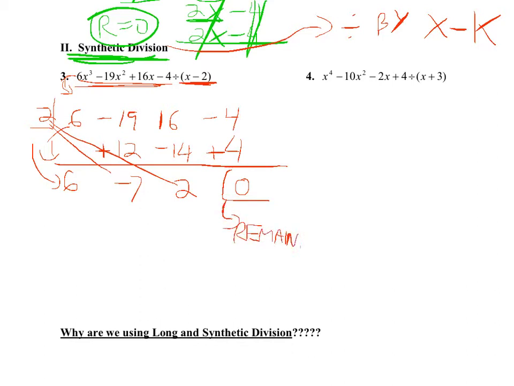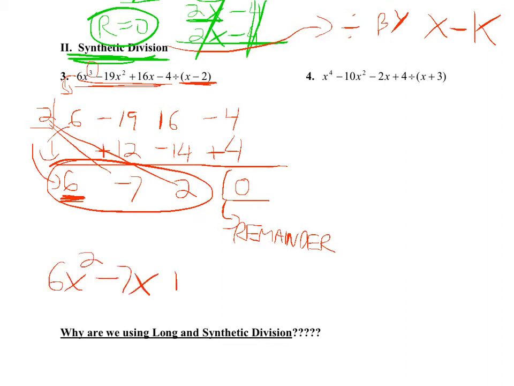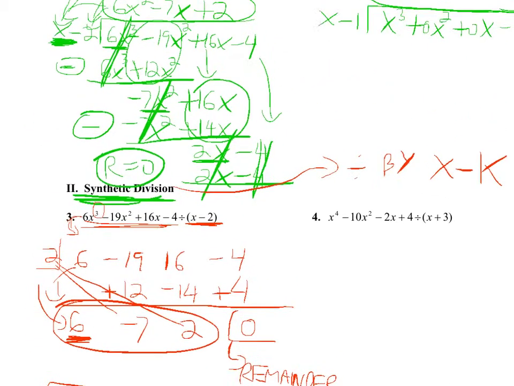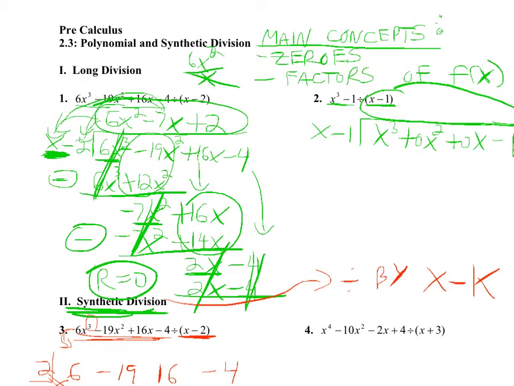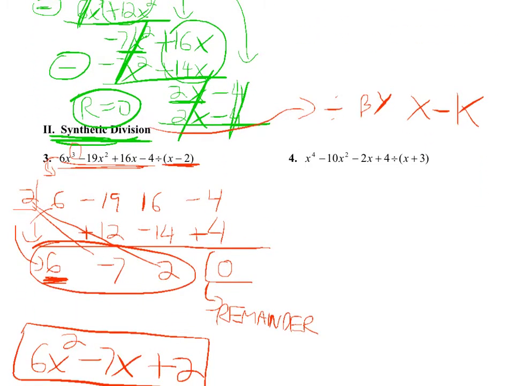You can see how this was so much quicker than number 1. We did the same problem, number 1, number 3. This was a lot quicker. This is your answer right here. Now, how do you know what that means? Since we started with 3 for our exponent, this answer here is always going to be 1 degree less. So this is going to be our answer, 6x squared minus 7x plus 2. If I go back up, look, it's the same answer, but a lot quicker. So that's why I said most likely we're just going to stick to synthetic division.